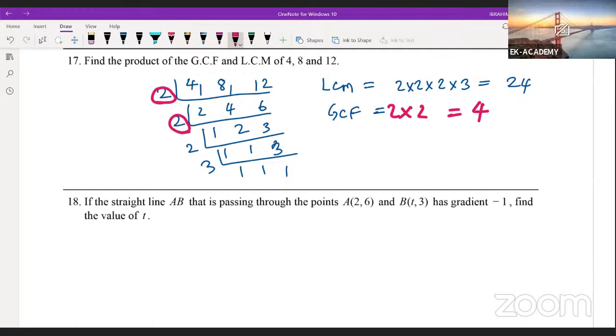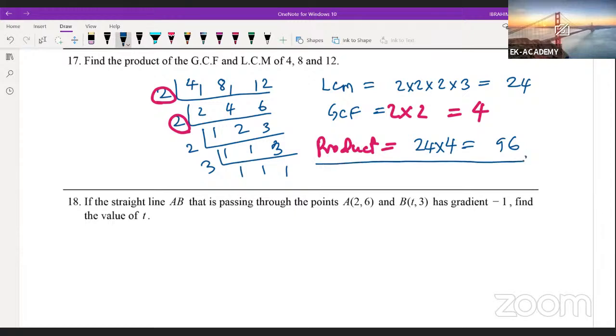So the product of LCM and GCF, now we are looking for the product, and the product will be equal to 24 times 4, which is 16, 2 times 4, 8, 80 plus 16, 96. So the product is 96.